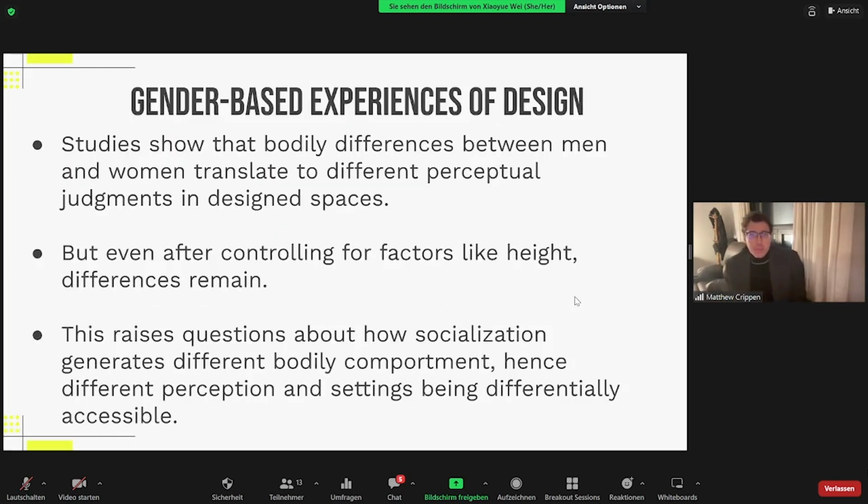Studies show that bodily differences between men and women translate to different perceptual judgments about space, and this includes design spaces. Even after you control for factors like height, these perceptual differences still show up. This raises questions about how socialization perhaps generates different bodily comportment, hence different perception, and hence settings being differentially accessible to men and women, and perhaps also other gender identities.